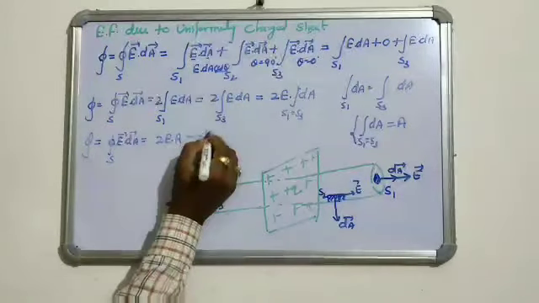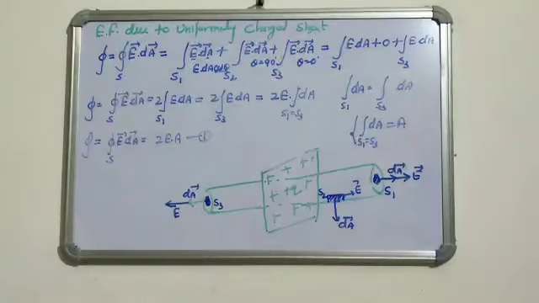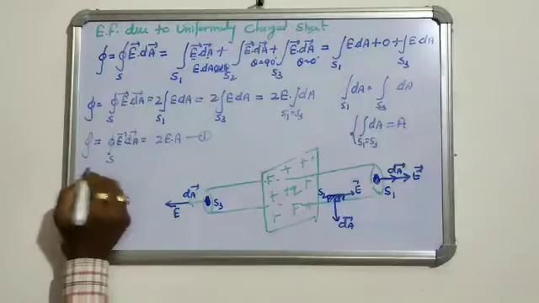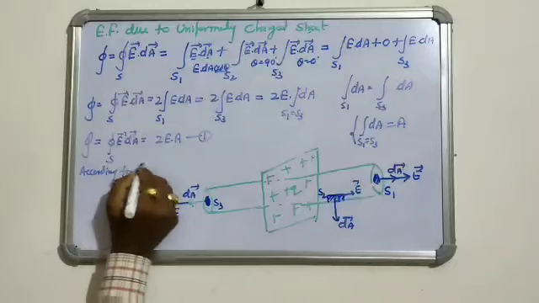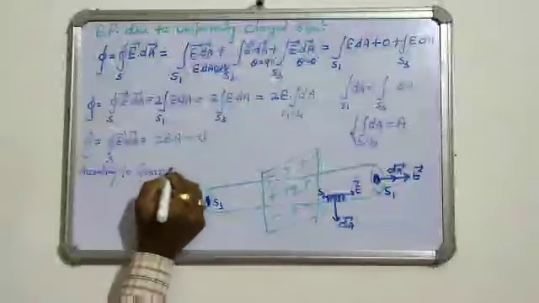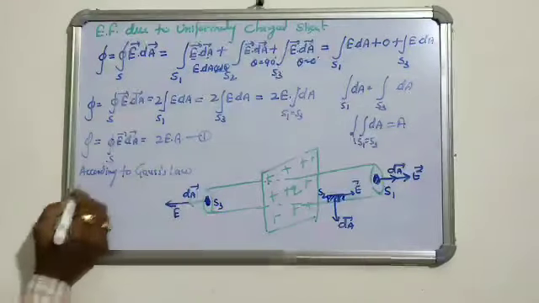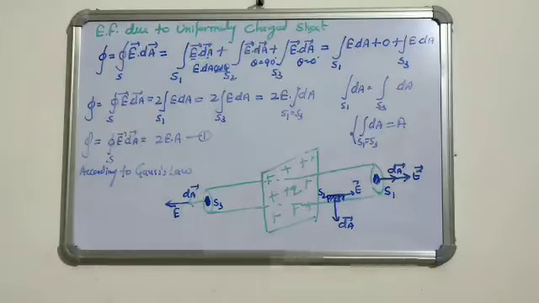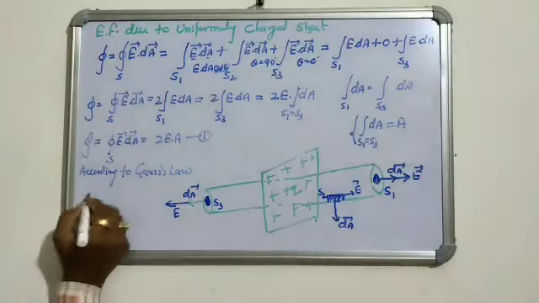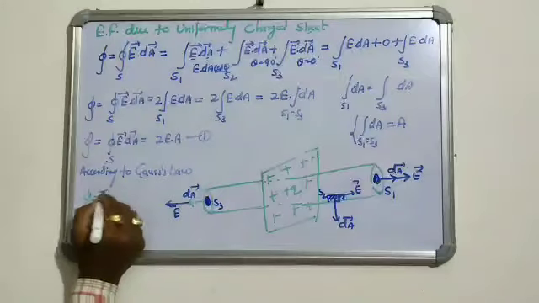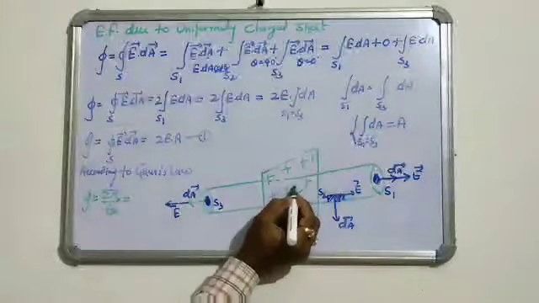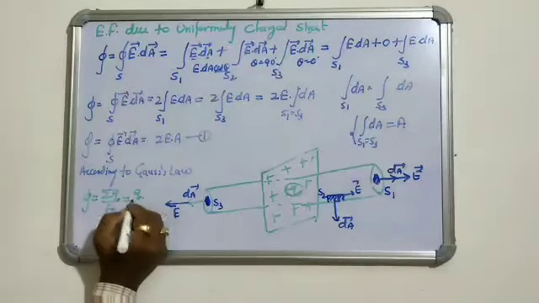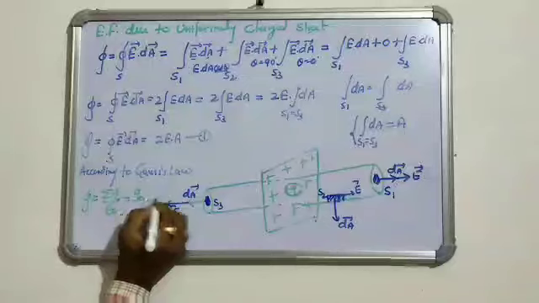2EA. This is equation number 1. According to Gauss's law, the net emitted flux phi is equal to the total charge enclosed by the surface upon epsilon naught, and the total charge enclosed by the surface is Q. So this is equation number 2.